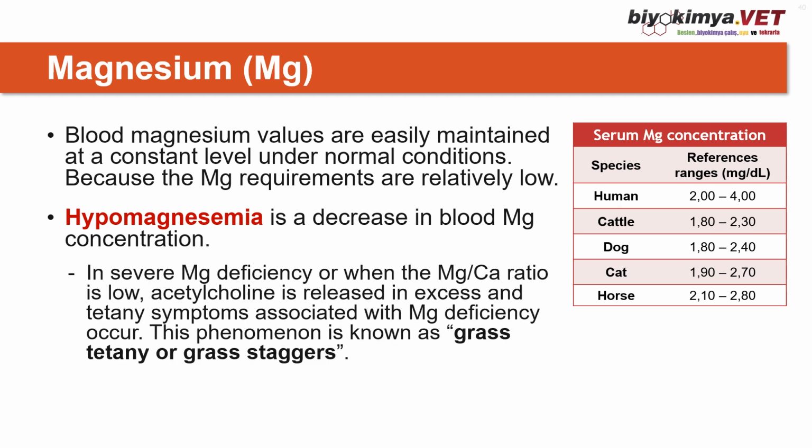In severe magnesium deficiency, or when the magnesium-calcium ratio is low, acetylcholine is released in excess and tetany symptoms associated with magnesium deficiency occur. This phenomenon is known as grass tetany or grass staggers. Tetany is defined as the involuntary contraction of muscles resulting in spasm and cramping. The concomitant occurrence of moderate hypocalcemia makes grass staggers similar to milk fever. A high level of protein in the urine is an important diagnostic criterion in grass staggers in differentiation of these conditions.